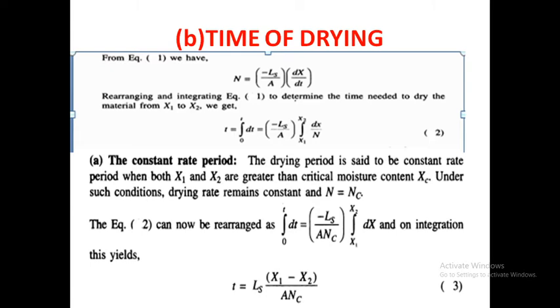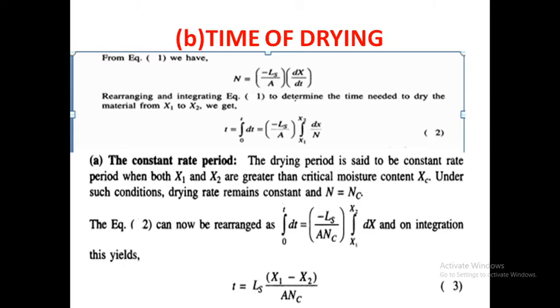Okay. Under such a condition, capital N is equal to Nc. So equation 2 can now be rearranged as the integration of 0 to t of dt is equal to minus Ls by A, integration of X1 to X2 of dx divided by N. At a constant rate period, replace N with Nc. Are you clear or not? Okay. Finally we get the integration of 0 to t of dt is equal to minus Ls by capital A into Nc, times the integration of X1 to X2 of dx.